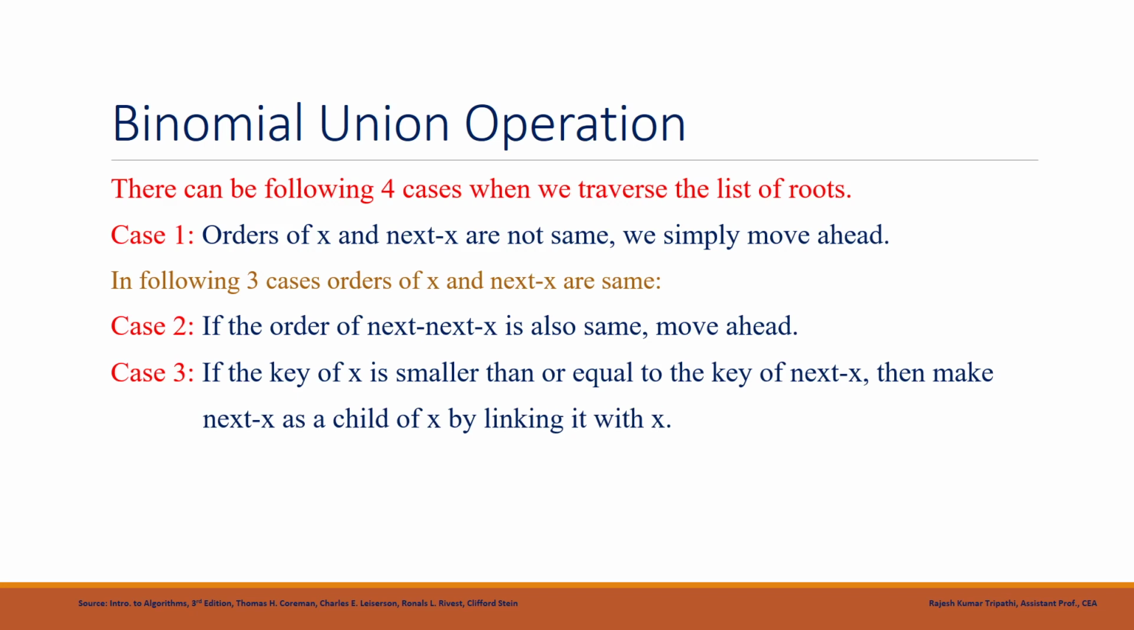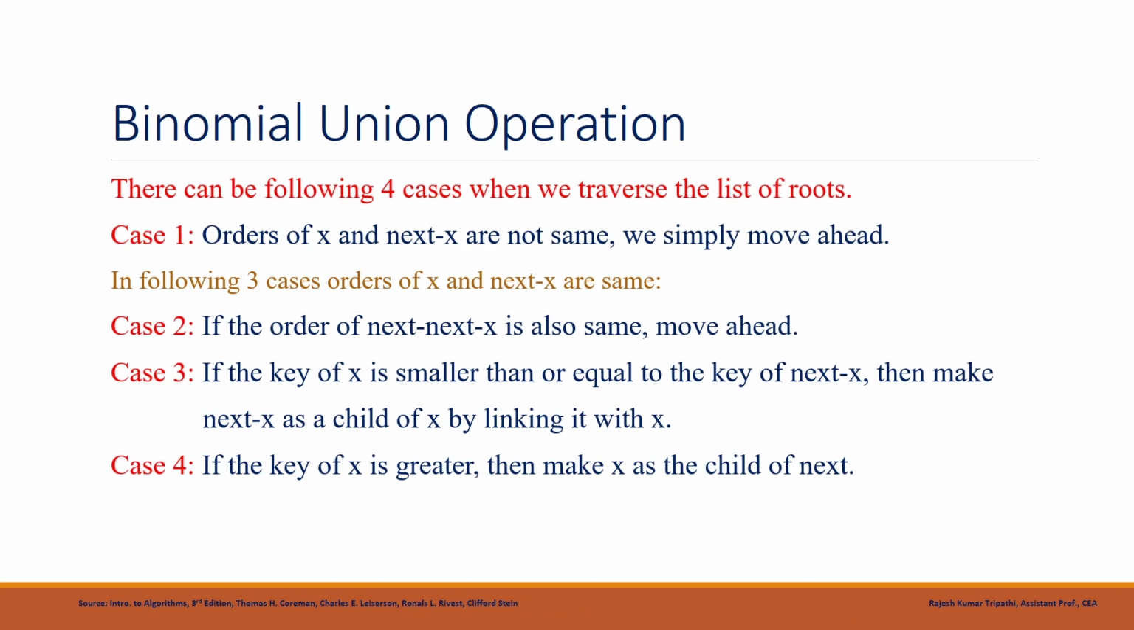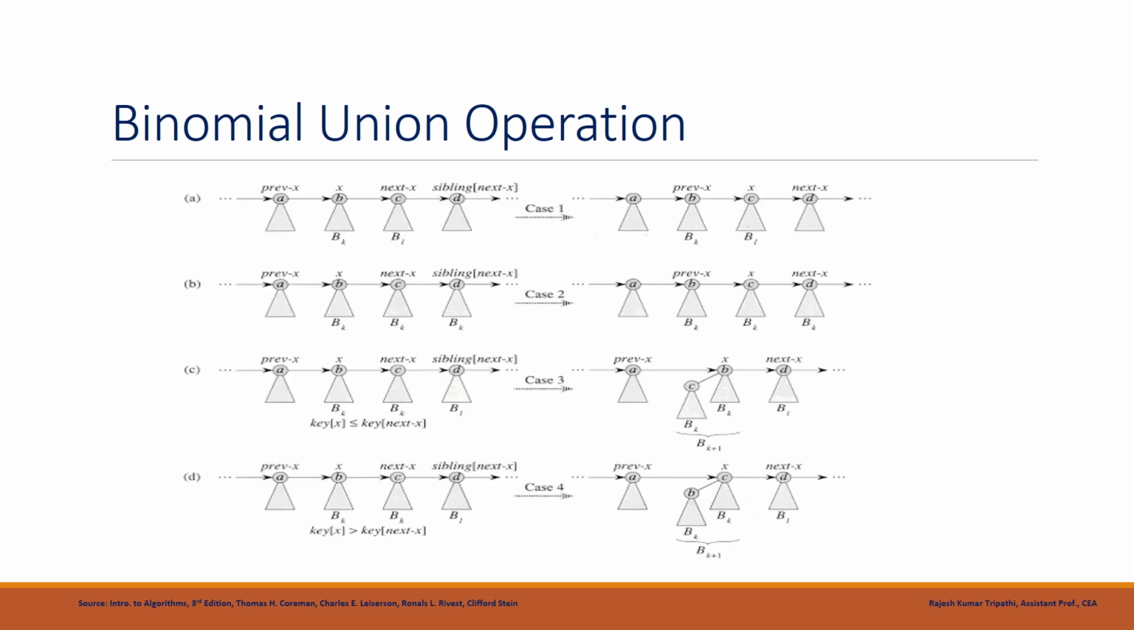So now in case number 3 and 4, we have to decide whether x will become a child of next x or next x will become a child of x. So in case of 3, if x is having the smaller key in comparison to the key of next x, then next x will become a left child of x. And if x is having the greater key in comparison to the key of next x, then x will become a left child of next x. So next, we will see the graphical representation.